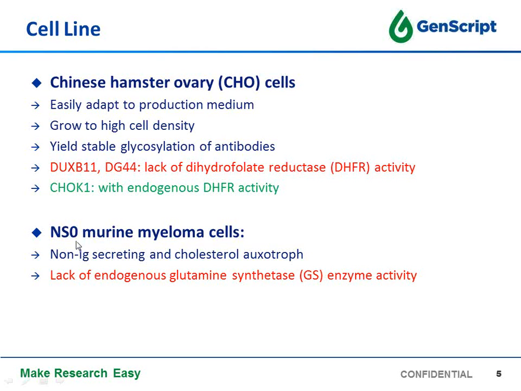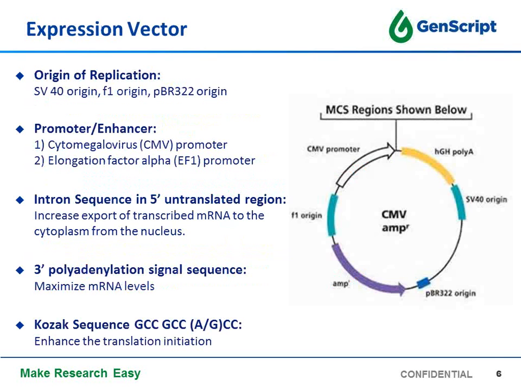So another cell line is the NS0 myeloma cells, and these cells are also used for the antibody production because they are non-immunoglobulin secreting cells, and they also lack the endogenous glutamine synthetase, the so-called GS enzyme activity, which makes them suitable for the GS selection system. So I will give more introduction later for both systems.